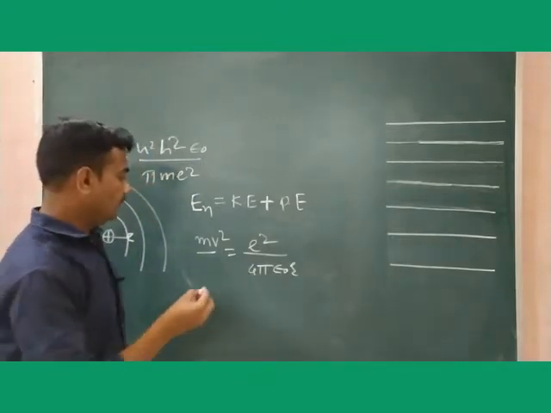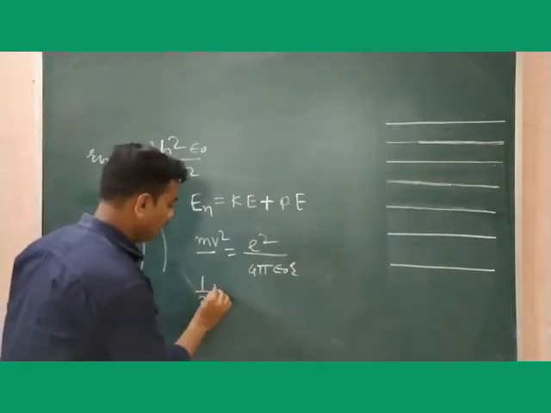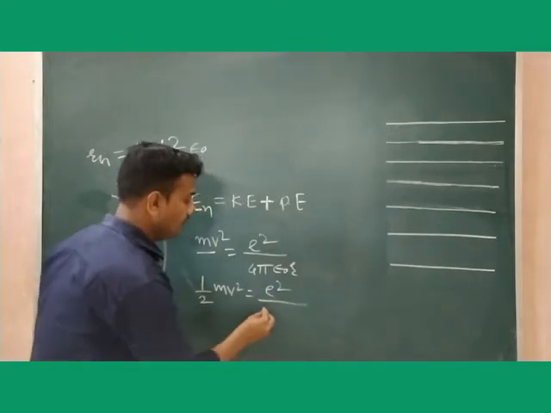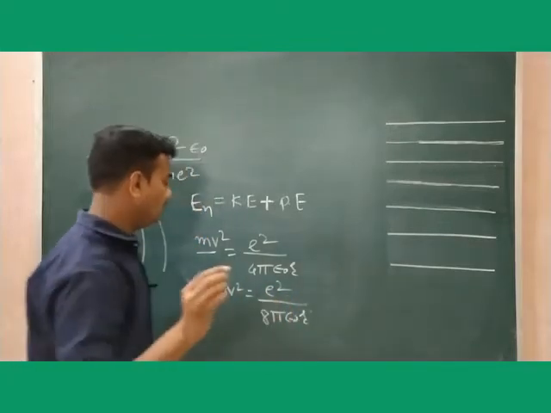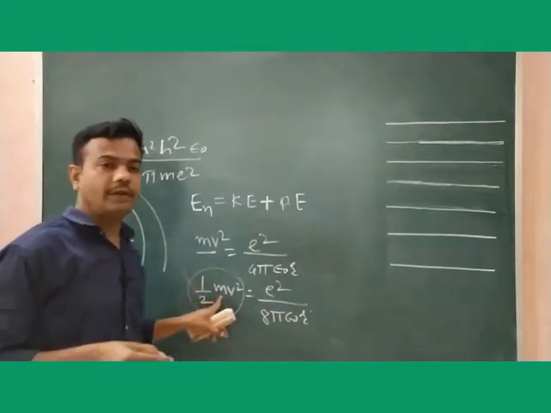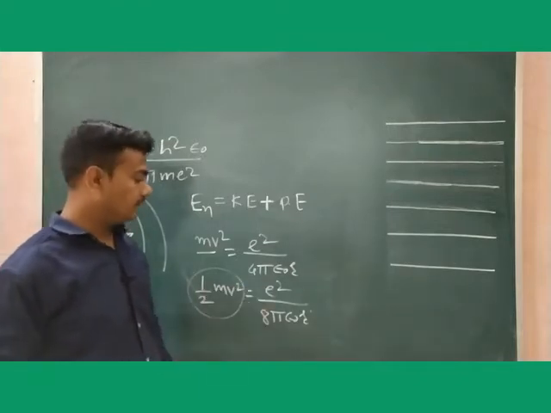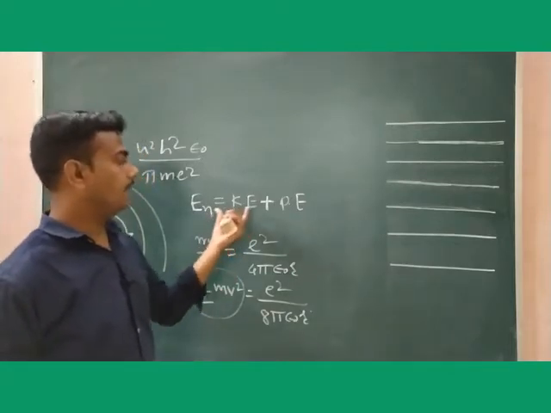Now if I divide this equation by 2, we get 1 by 2 mv square equal to E square divided by 8 pi epsilon 0 into r. This is the kinetic energy of the electron having mass m and velocity v. So 1 by 2 mv square is equal to E square divided by 8 pi epsilon 0 r. So we have calculated the kinetic energy.